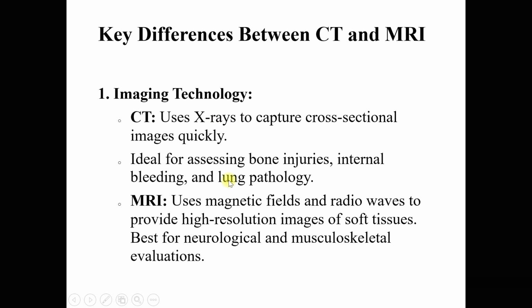Now let's see what is the key difference between CT scan and MRI. The first one is imaging technology. CT uses X-rays to capture cross-sectional images quickly, ideal for assessing bone injuries, internal bleeding, and lung pathology. While MRI uses magnetic fields and radio waves to provide high-resolution images of soft tissues, best for neurological and musculoskeletal evaluations.